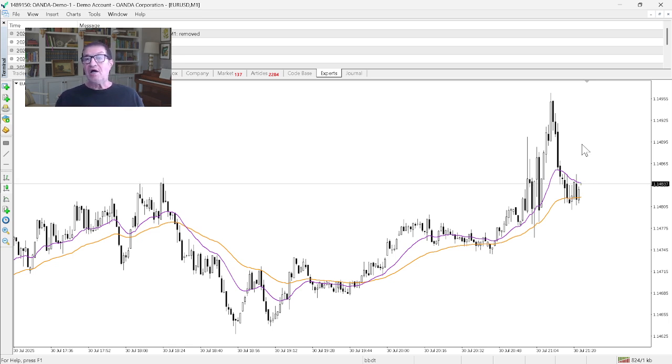If you choose the 13 and 34, you get more signals, but you will also get more false signals. Another common pair is the 50 with the 100, but that is more long term because you'll get far fewer signals and it will take longer to build a crossover.